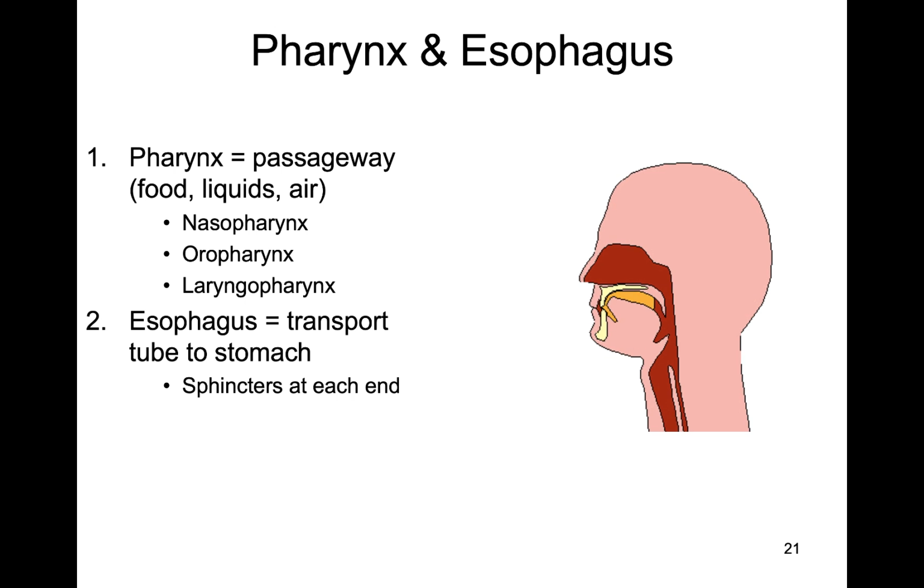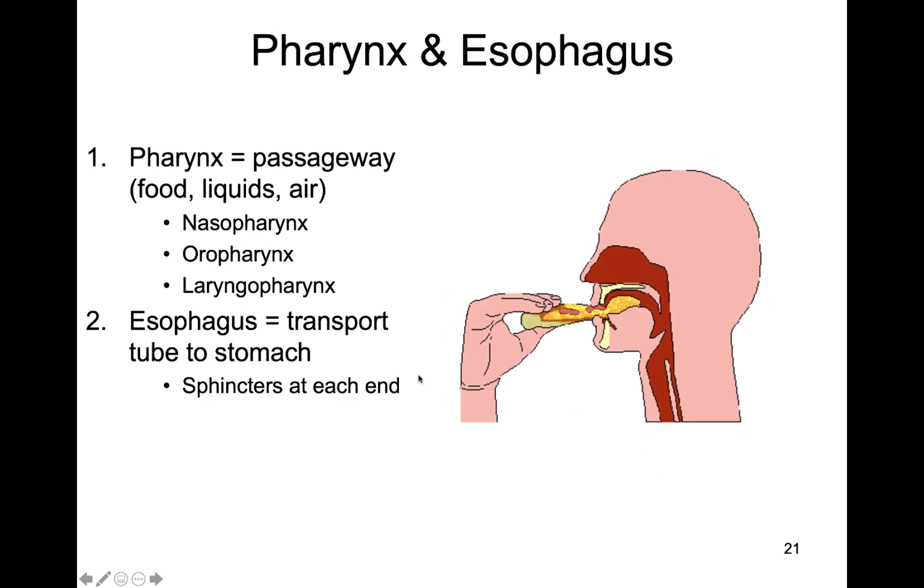Okay, so when we talked about the respiratory system, we talked about the pharynx. We have the nasopharynx near the nose, closest to the nose, and the oropharynx behind the mouth. The laryngopharynx is right here where the larynx is, where the Adam's apple is. The esophagus is the tube that's going to transport food to the stomach, and there are sphincters at each end. So there's a sphincter right here, and there's a sphincter where it connects to the stomach.